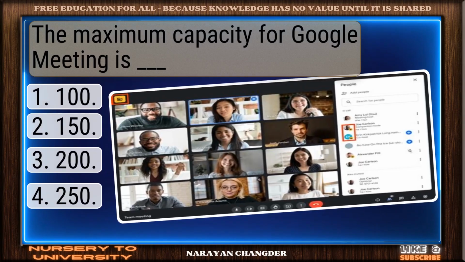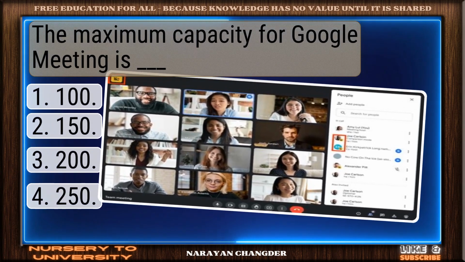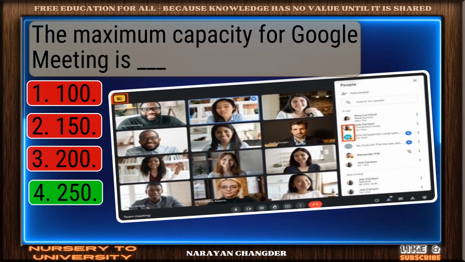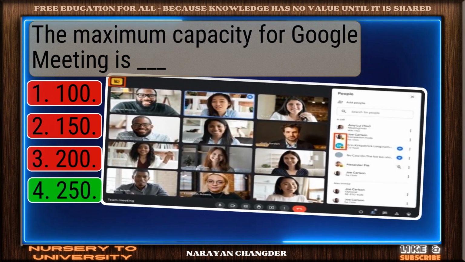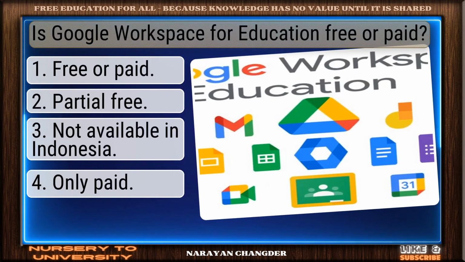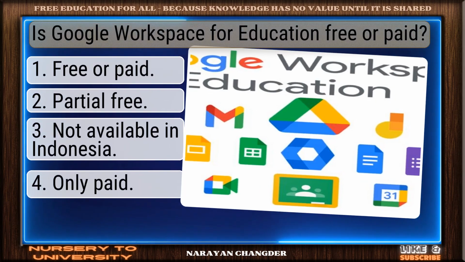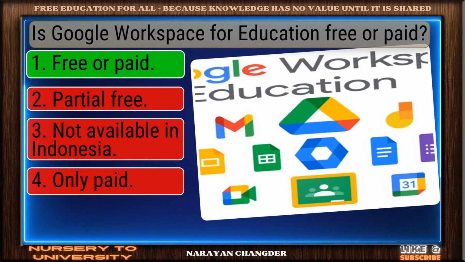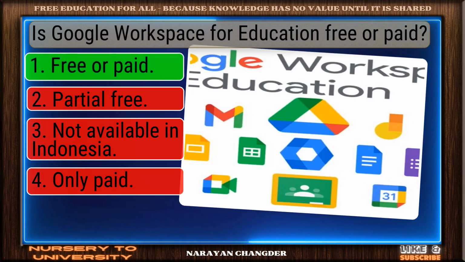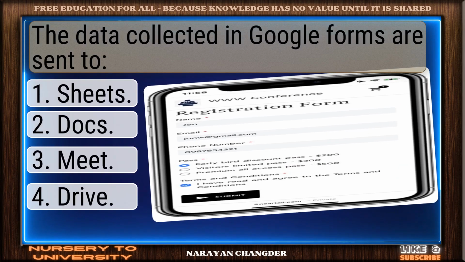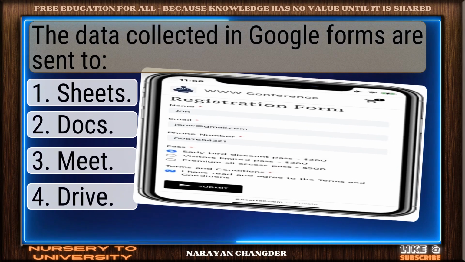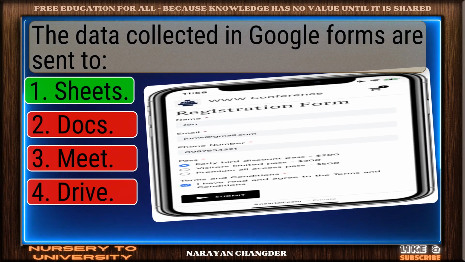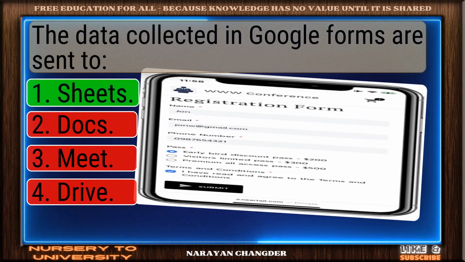The maximum capacity for Google Meet is Dash. Right again. 250 is a valid answer. Is Google Workspace for Education free or paid? Valid point. Free or paid is true. The data collected in Google Forms are sent to. Great job. Sheets is the accurate answer.